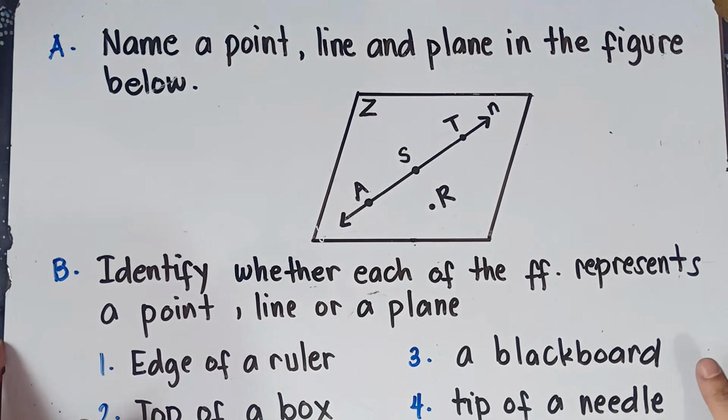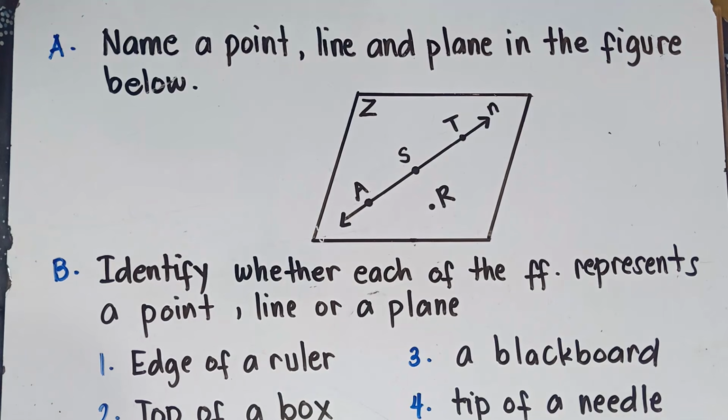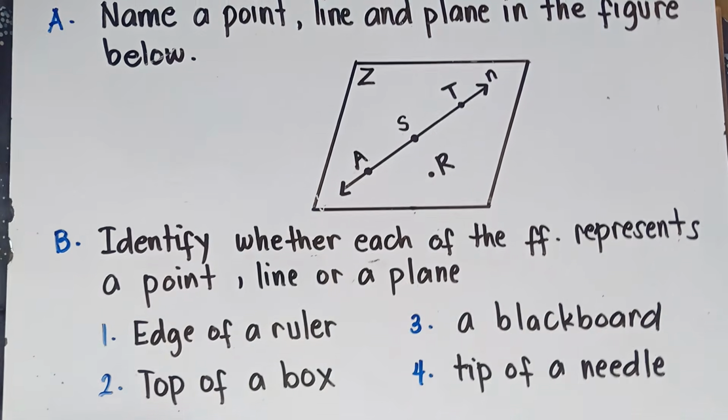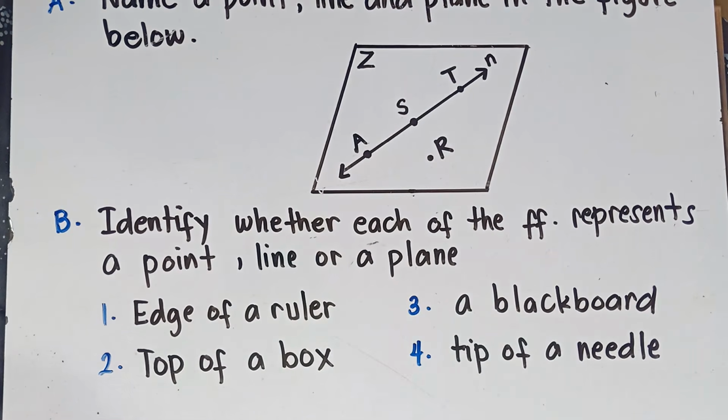Letter A: name a point, line, and plane in the figure below. So this will be the illustration, and then we're going to name some points, lines, and the plane in this given figure. And then letter B: identify whether each of the following represents a point, line, or a plane.